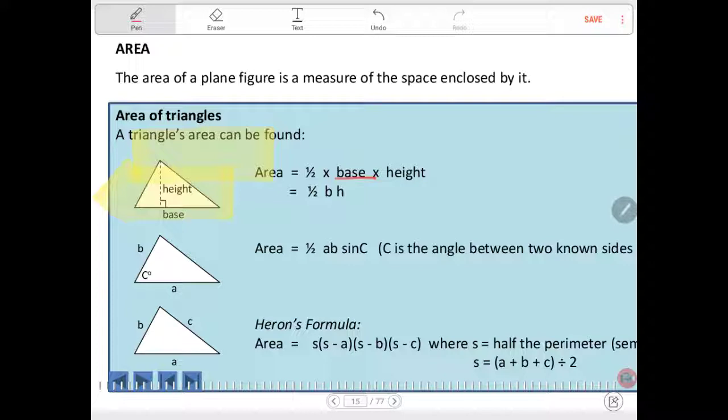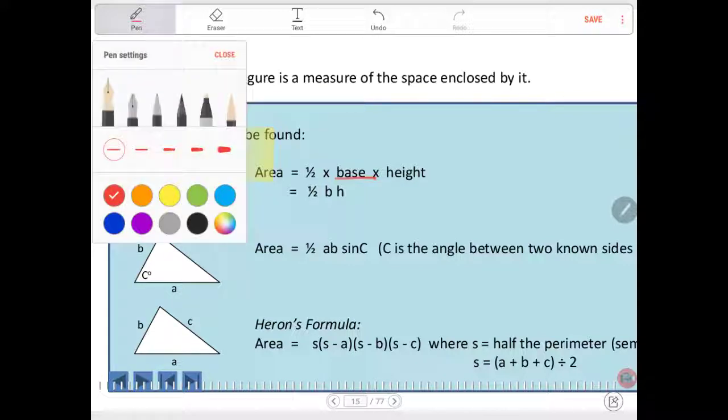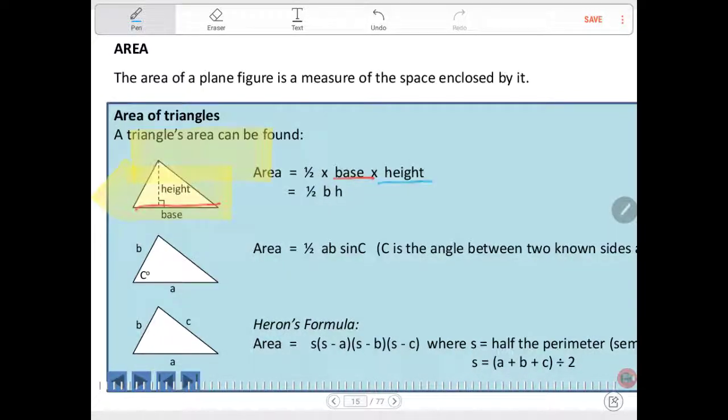So the base length of the triangle multiplied by the height of the triangle. Okay, so that height needs to be at a right angle, so at 90 degrees to the base.